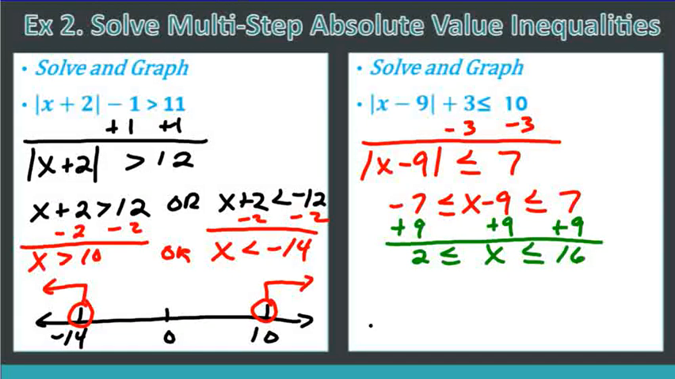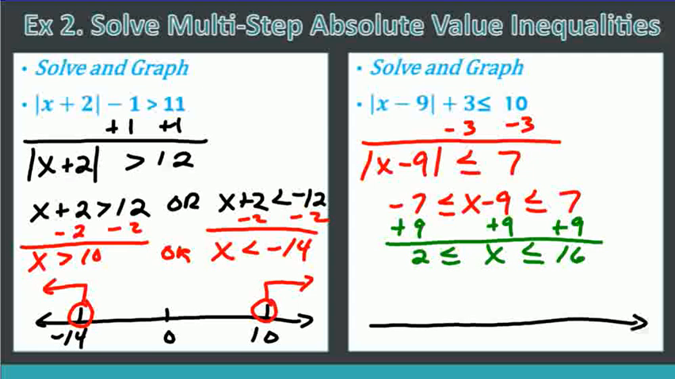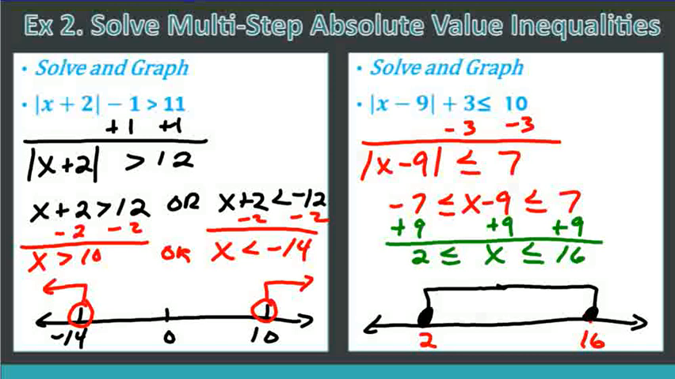Now I can graph it on a number line. I'll have my 2 here, my 16 here. I need to have a closed circle on 2 because it's got the equal to sign, and x is greater than 2, so it's got to go to the right, and x is less than 16, so I got to go to the left.